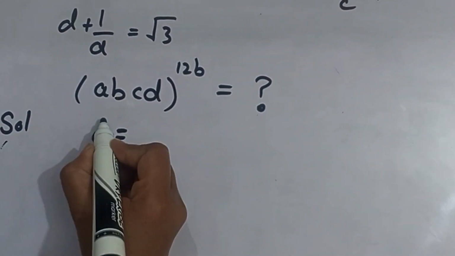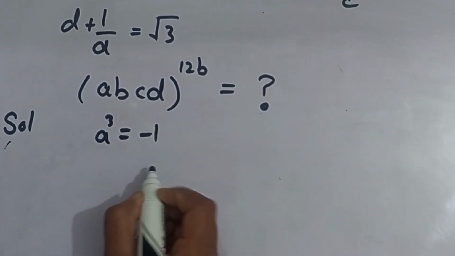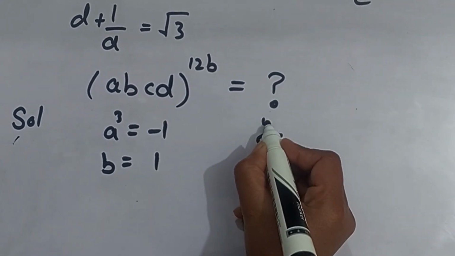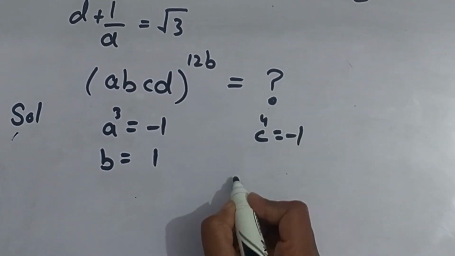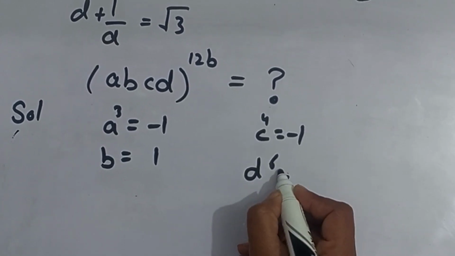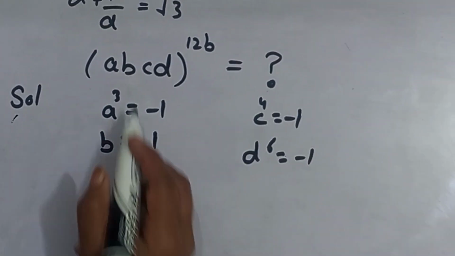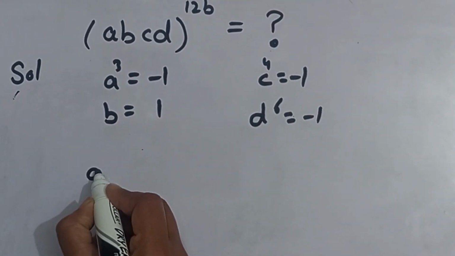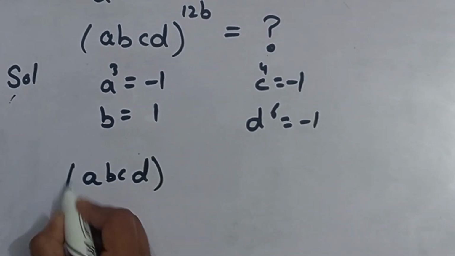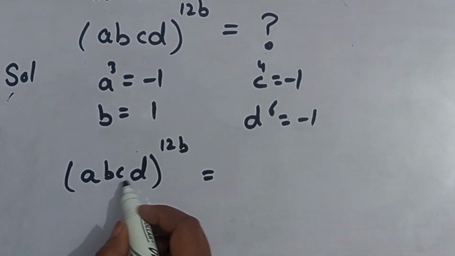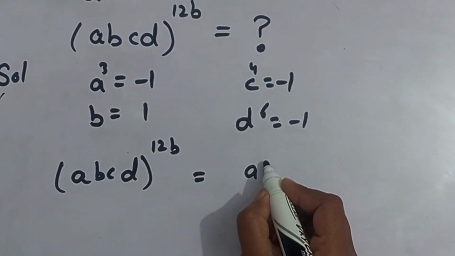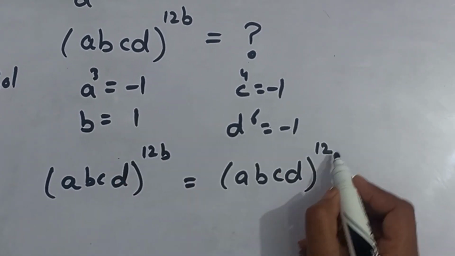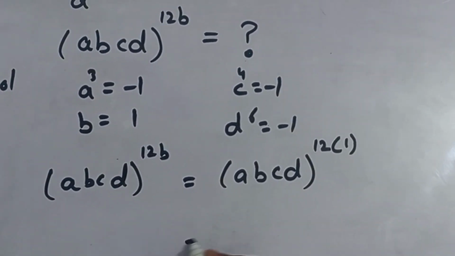In the next step, subtract 1 on both sides, then we get d raised to the power 6 is equal to minus 1. So in our question, a cube is equal to minus 1, b is equal to 1, c raised to the power 4 is equal to minus 1, and d raised to the power 6 is equal to minus 1. We find the value of a b c d whole raised to the power 12b. We simplify this; b in our question is equal to 1, so we multiply 12 by 1 and just get 12.